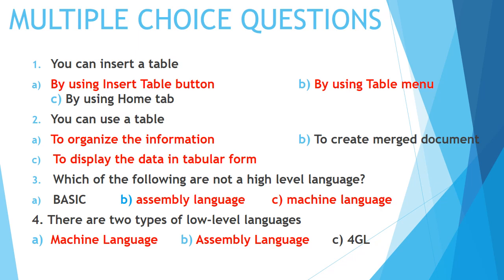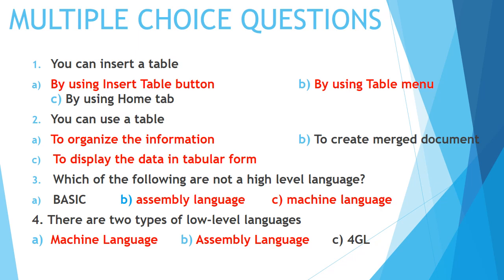Next question, you can use a table. What are the uses of a table? First option is to organize the information, second to create a merged document, and third to display the data in tabular form. Yes, here also there are two correct options: to organize the information, and to display the data in tabular form. So in such a question, you have to choose both correct answers.